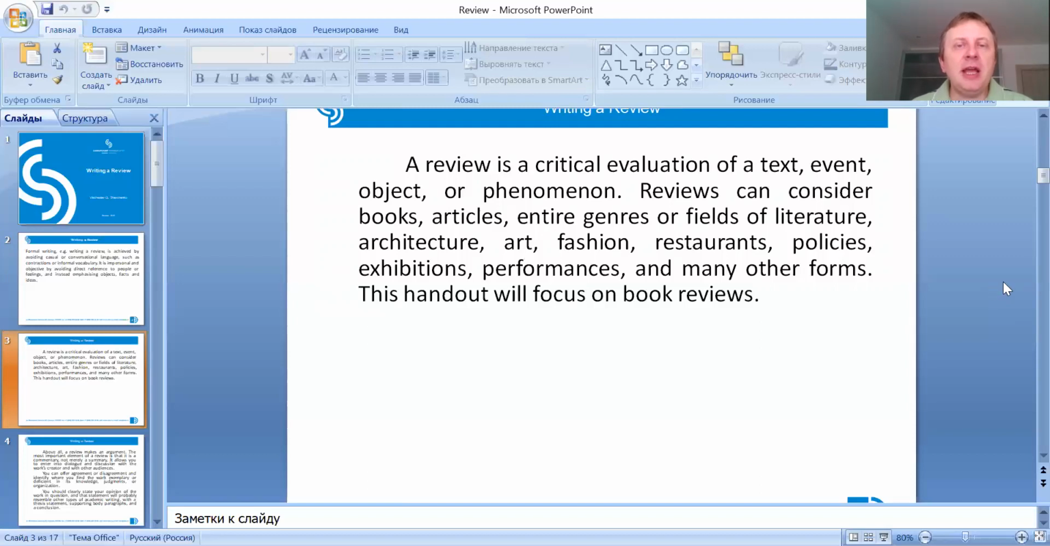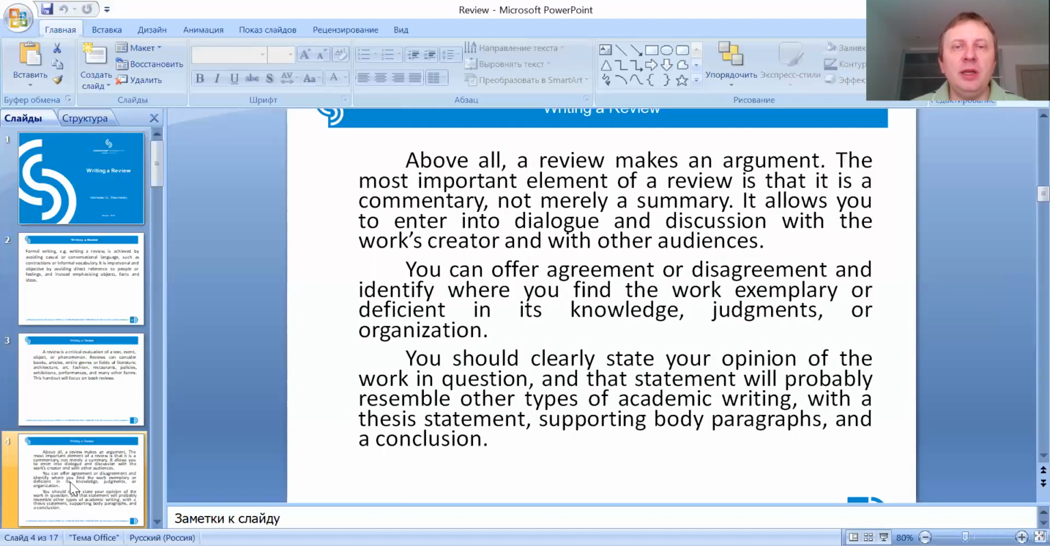Please pay attention that a review is a critical evaluation of something. Usually you will have to write a critical evaluation of a text. If it is critical, what should you do? You should emphasize its weak points and strong points, express your attitude, and consider the facts described in the text. So it is a critical evaluation. You should give an assessment; you evaluate something. This is what a review is.